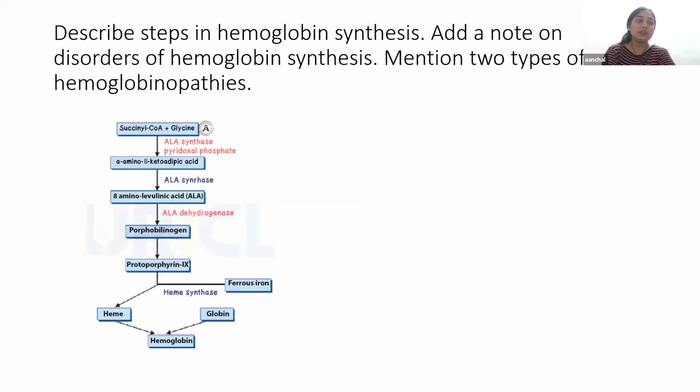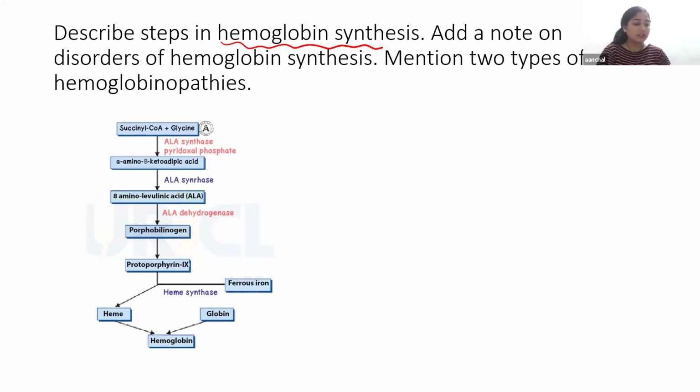So let's start with today's class. So first question we have to describe the steps in hemoglobin synthesis and also to write a note on the disorder of hemoglobin synthesis and mention two types of hemoglobinopathies. So first we're going to discuss about the hemoglobin synthesis, right?